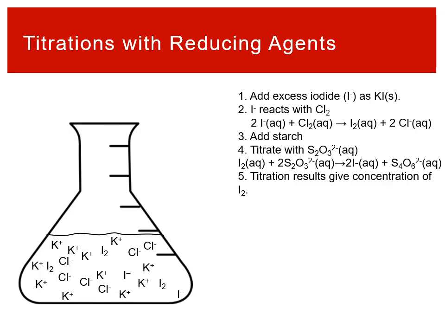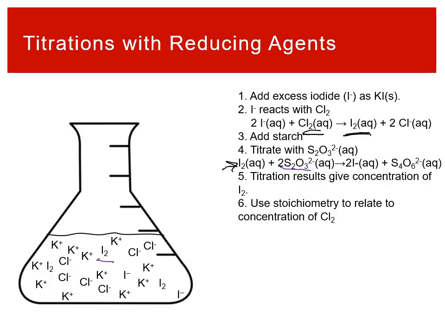When you actually do your titration, what you titrated was the I2. You figured out the concentration of I2 in solution based on the concentration of S2O3 and however much you added, after you balance this equation. Then you use stoichiometry to relate that to the concentration of Cl2, because the I2 that formed was based on the amount of Cl2 that was initially in the solution.